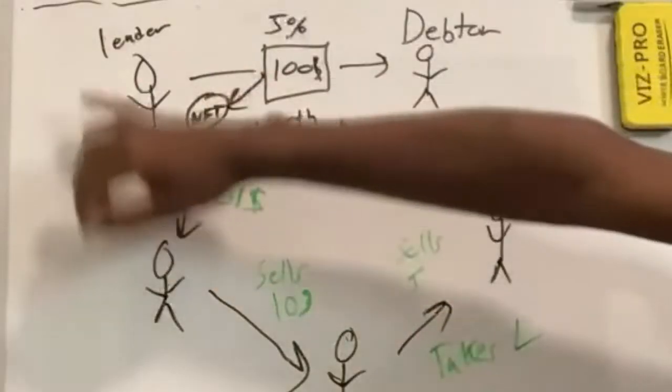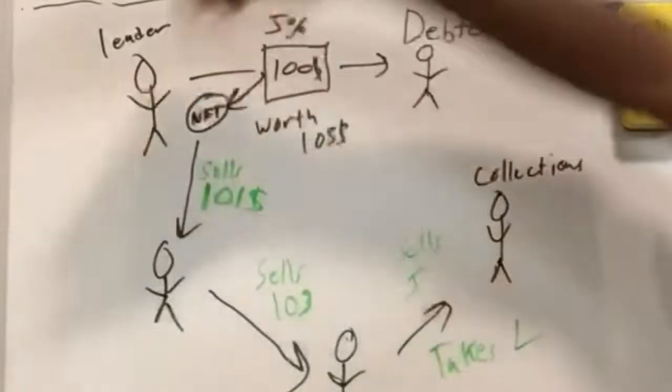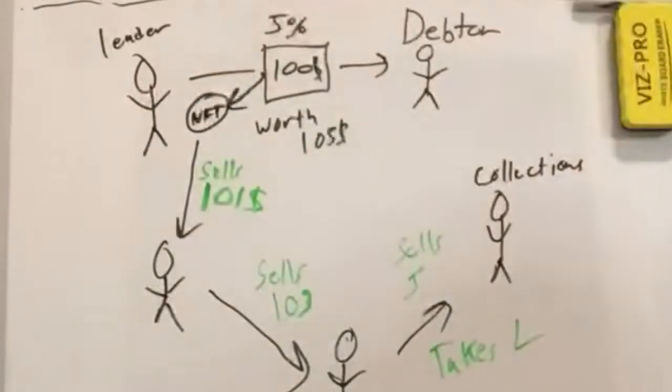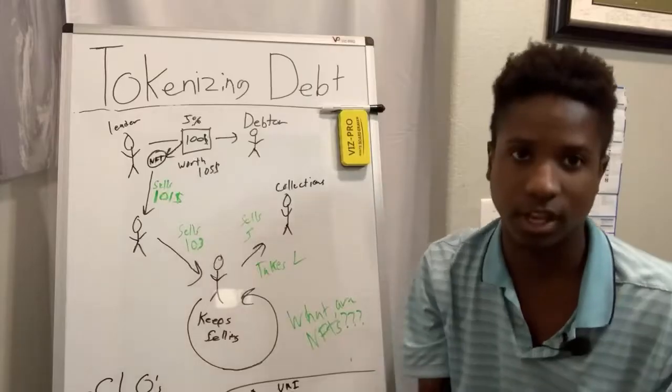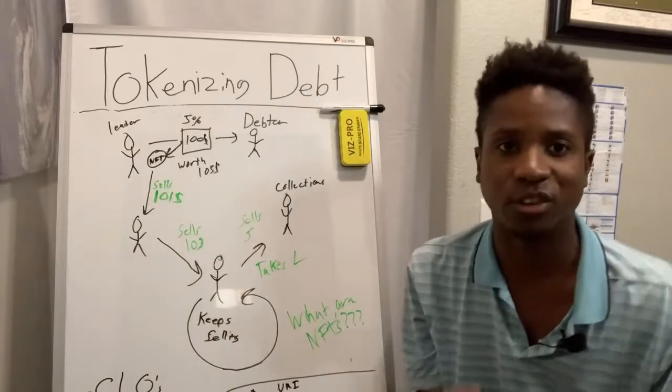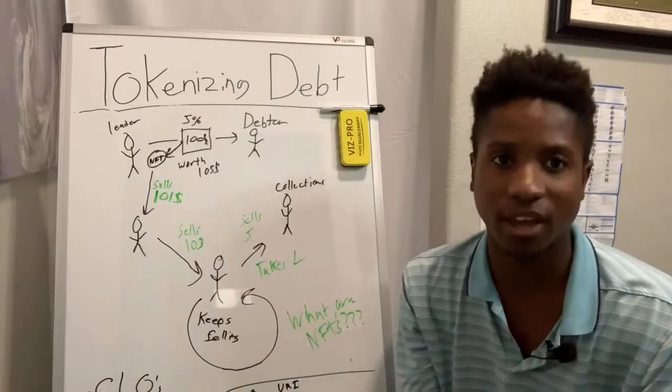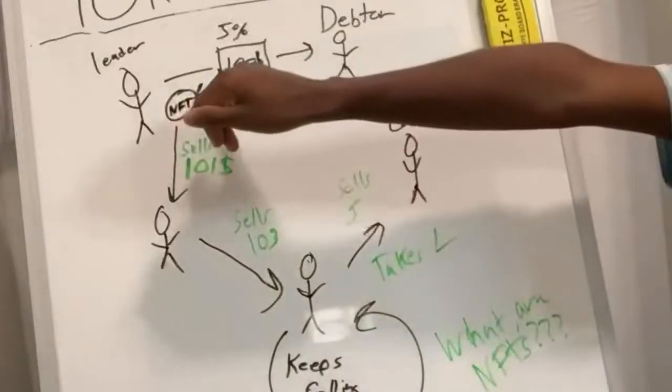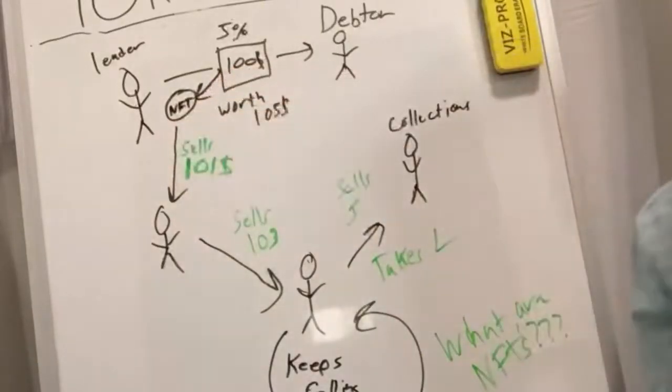So let's say I've got the first original lender, and he lent out $100 for a 5% interest rate. Well, now that debt contract is worth $105, because at the end of the term in which people pay it back, that debt is expecting to make $105 off of the $100 investment.